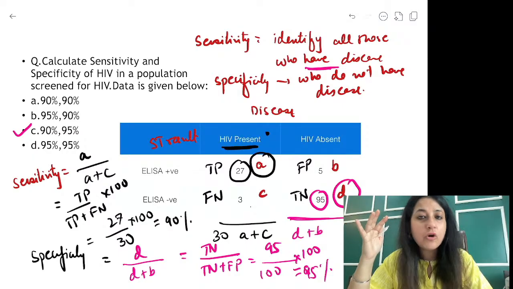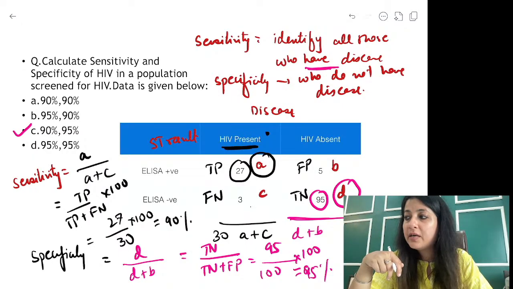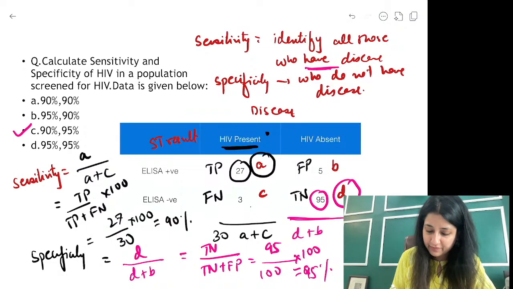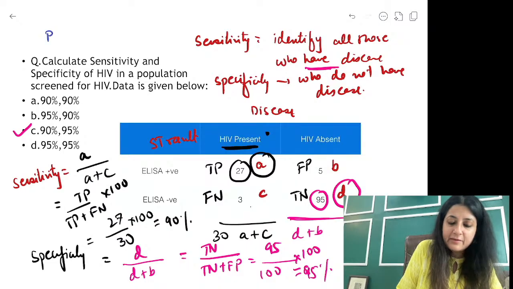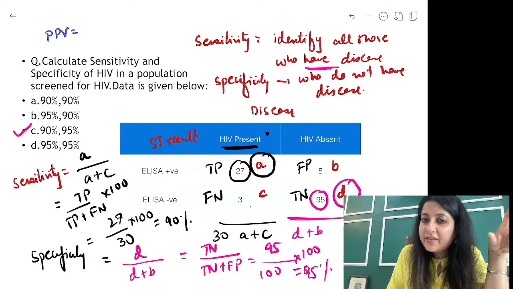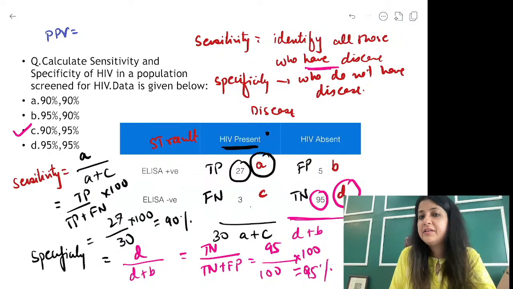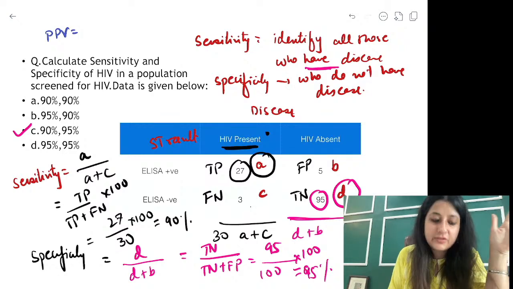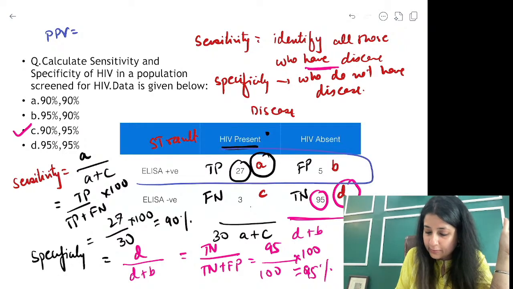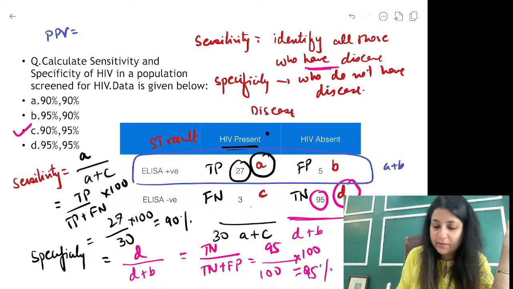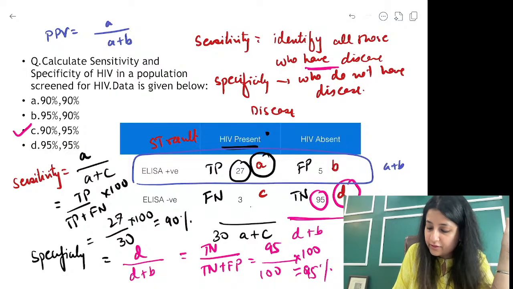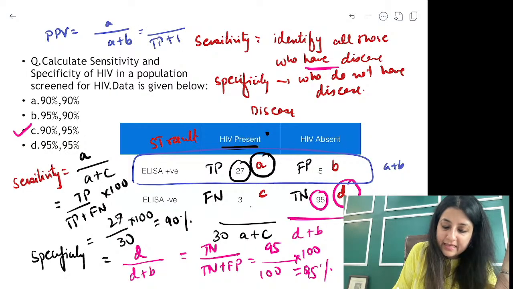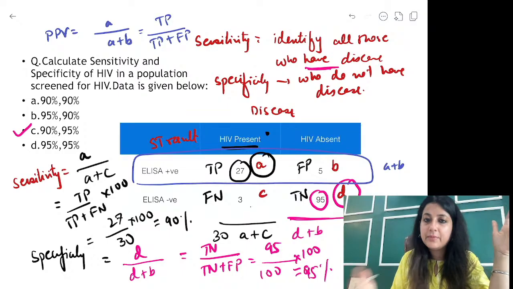Can anyone tell me the formula for PPV and NPV? What is the formula for PPV and NPV, guys? What is PPV? If you have tested positive, do you really have the disease or not? So it is the probability of actually having the disease out of those tested positive. So how many have been tested positive? ELISA positive: A plus B. Okay? Out of them, how many really have the disease? A. Or we could just write over here TP plus FP, out of that TP. Of course we will multiply with 100.